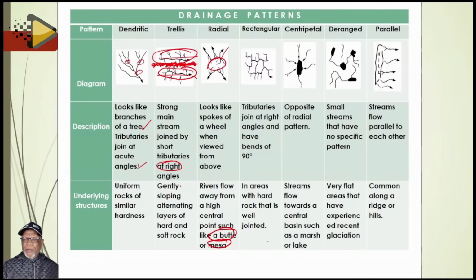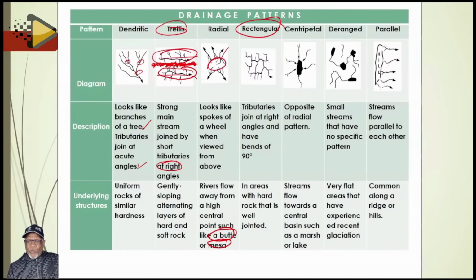And then we have the rectangular pattern. As the name says, rectangular, the tributaries join at a right angle. With the rectangular pattern together with the trellis pattern, what is similar between them? The similarity is that tributaries join the mainstream at a right angle. But now we're looking at the characteristics of the rectangular pattern. The mainstreams also have a 90 degree bend. The mainstreams bend at 90 degrees, and the tributaries also join the mainstream at 90 degrees.